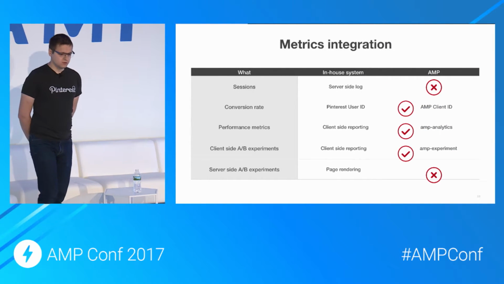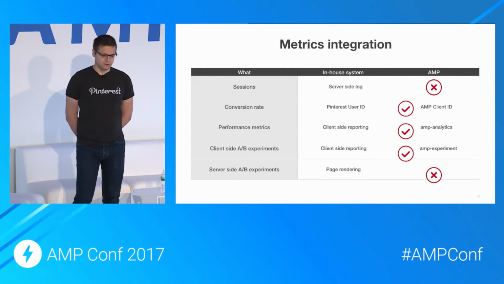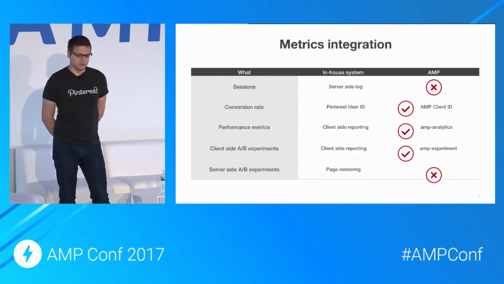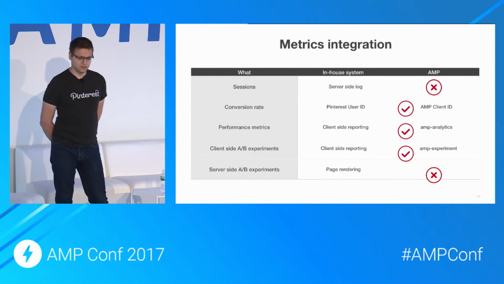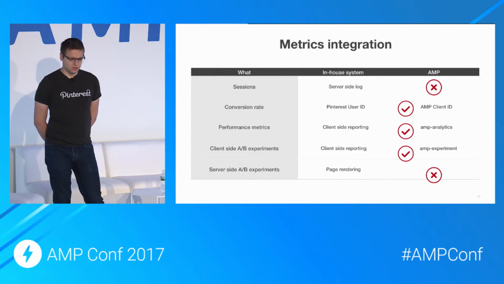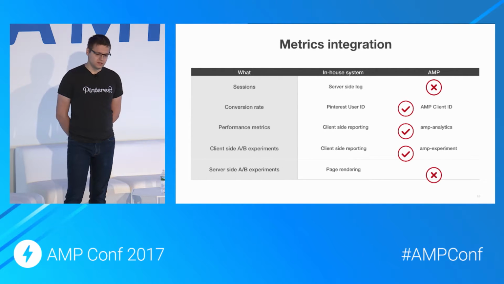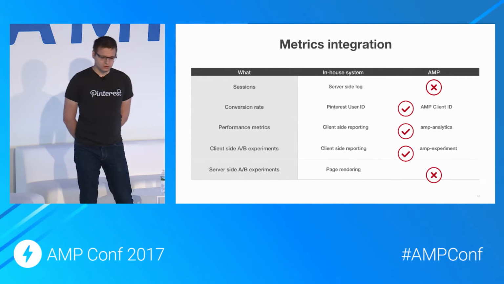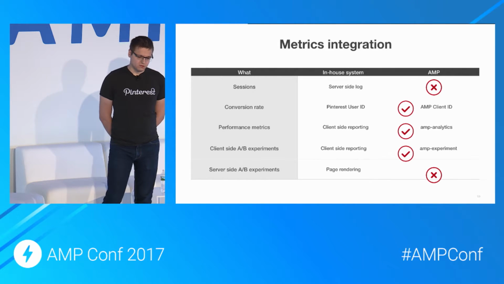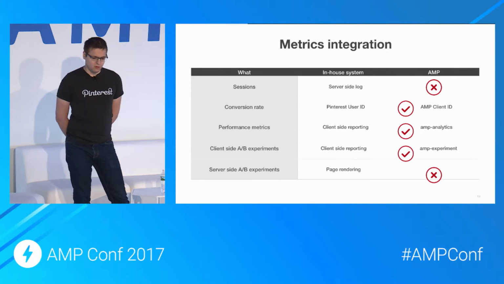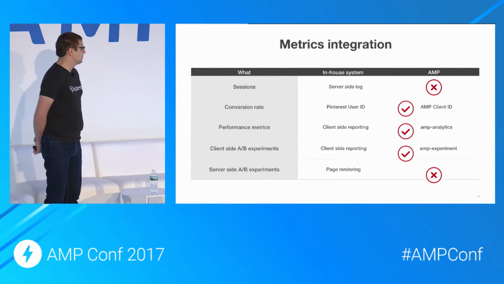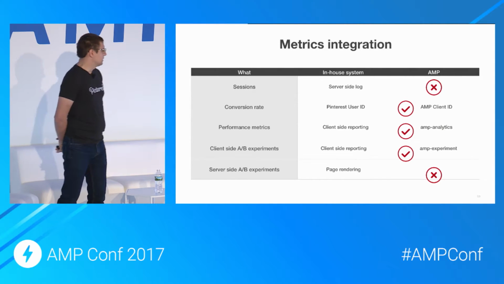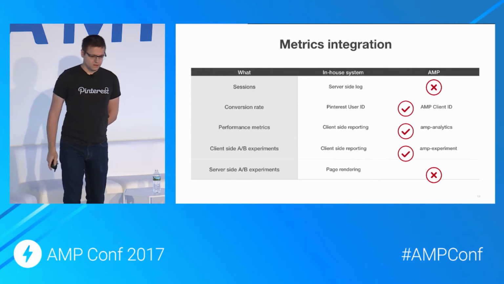When we started to migrate to AMP, we discovered that there wasn't an equivalent for everything. There is no way to measure sessions server-side, since AMP pages are delivered from Google's AMP cache. Conversions can be tracked via AMP client ID, but there is a risk of double counting users, because there is no easy way to bridge the client ID with our internal user ID and unify users' AMP and non-AMP sessions. Performance metrics can be reported via AMP Analytics and AMP Pixel, but they do not provide an exact equivalent for our custom metrics. Client-side experiments could be run with AMP experiment, but would require reporting data back to us. Server-side A/B experiments are not available, and we need to find a workaround for it.